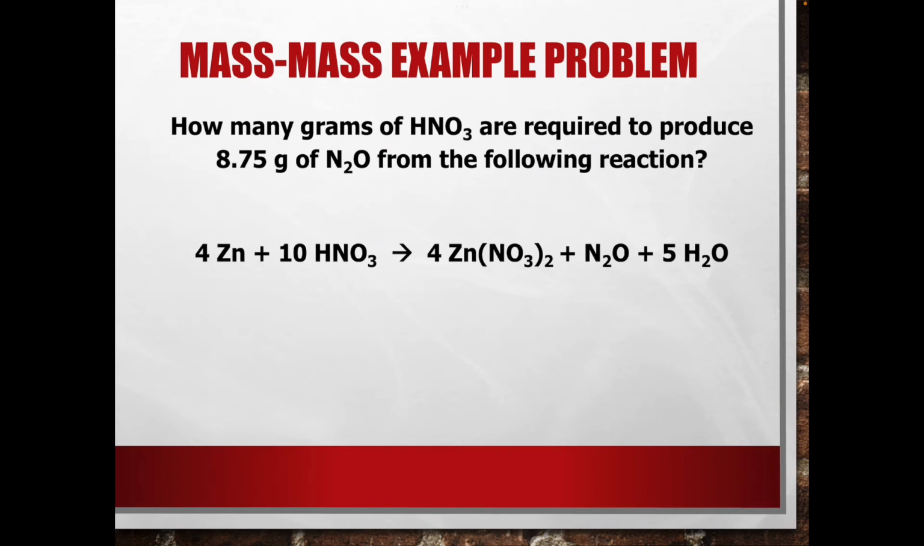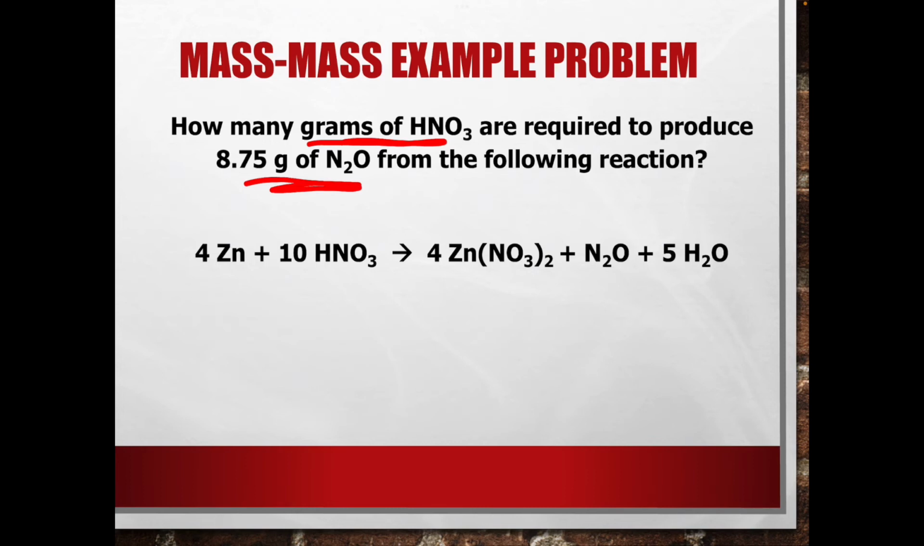All right, here's another problem. This says how many grams of nitric acid are required to produce 8.75 grams of dinitrogen monoxide from the following reaction. Okay, so now you'll notice we're starting with grams and we're looking for grams. So this is actually a longer problem than we've done so far. But this is a very practical problem. This is a problem we would do in lab, right?